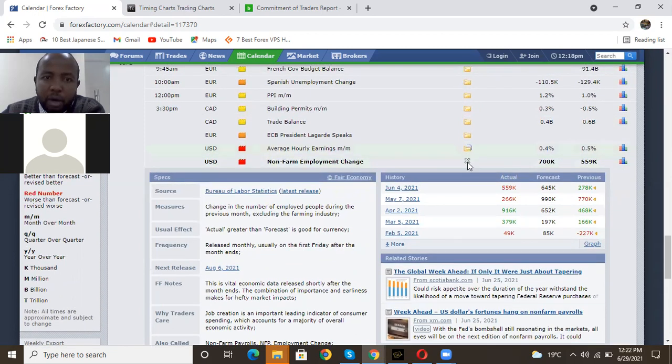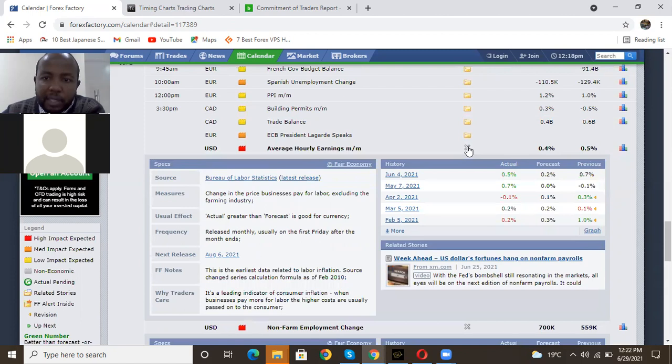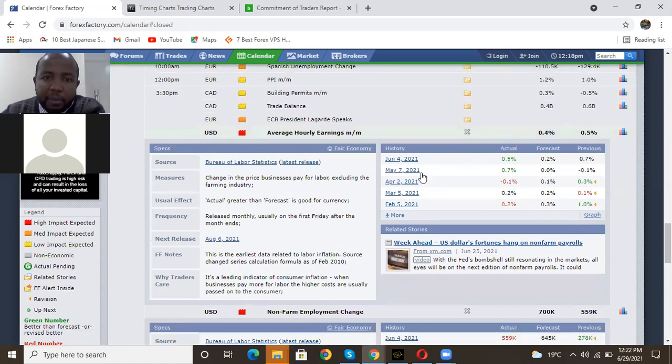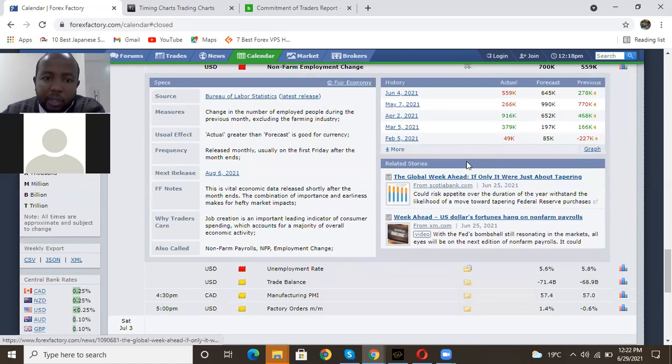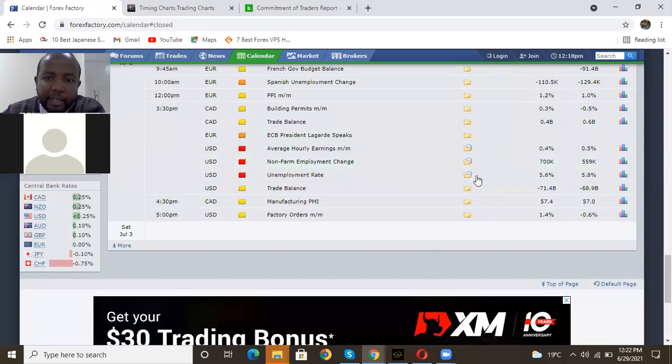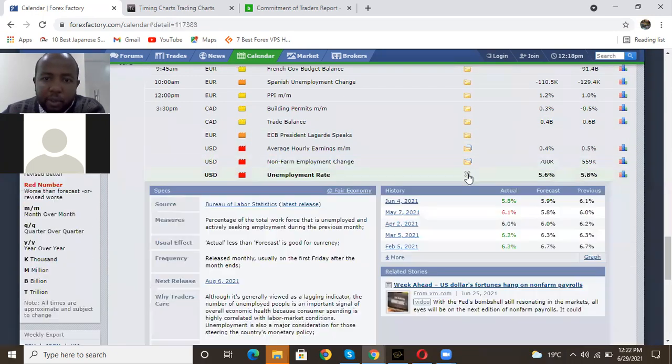With these ones, we are looking at how much people are earning per hour. This will be happening practically on Friday, 3 p.m. I hope you guys will be online because this is usually so much fun. Then the unemployment rate. We are checking, has unemployment increased or decreased? If unemployment has decreased, of course that is good for the dollar. If unemployment rises, of course that is bad for the dollar. So anyway, this was the timing of the charts.